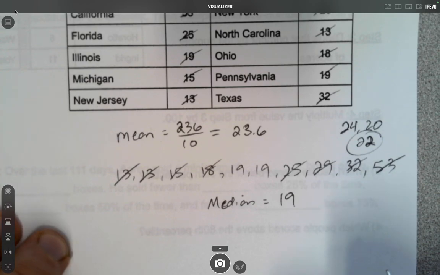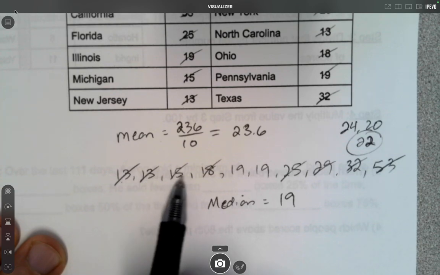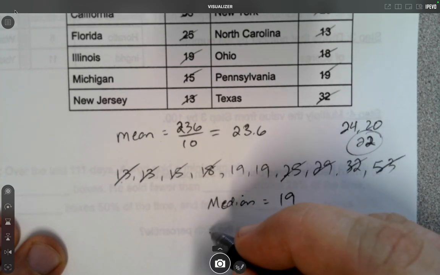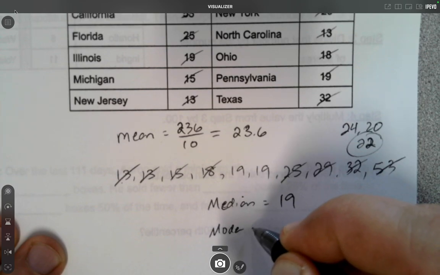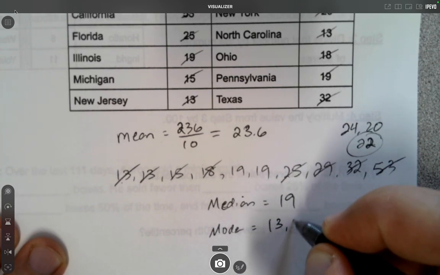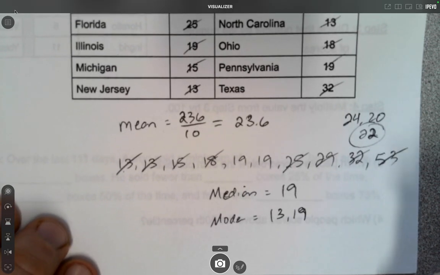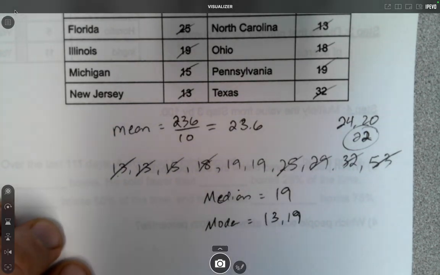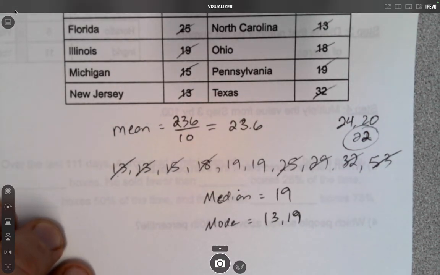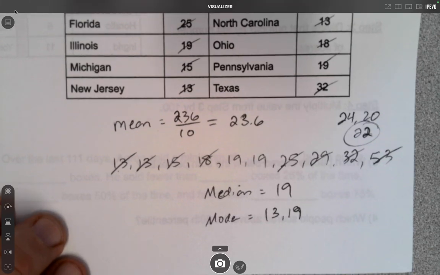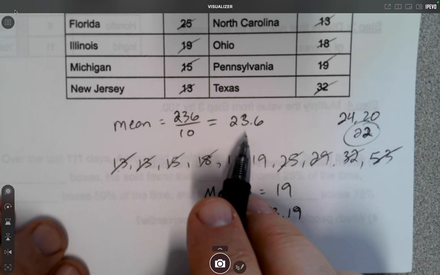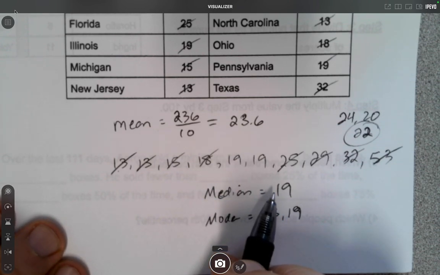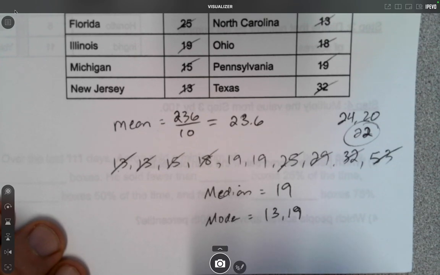Okay, the mode is the number or numbers that occur most often. So I see two 13s and two 19s. So we actually have two modes. And the question that's probably going to be asked is, well, what if no numbers repeat? Then we usually just say there's not a mode, because if there's no repeats, every number appears the same amount of times, then there's not really a mode that helps us or informs us about anything. So our mean is 23.6, our median is 19, our mode is 13 and 19.